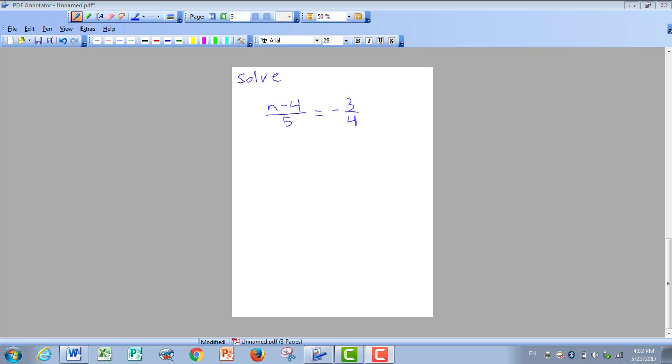Hi, so we're solving (n minus 4) over 5 equals negative 3/4. There's many different ways to solve this equation. What I see is that there's two fractions here, and when there's two different fractions, I always think the most simple way to solve is to get rid of the fractions. So what I'm going to do is find the LCD of our denominators, 5 and 4, and then cancel out the denominators with that.